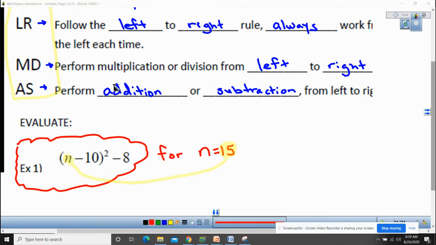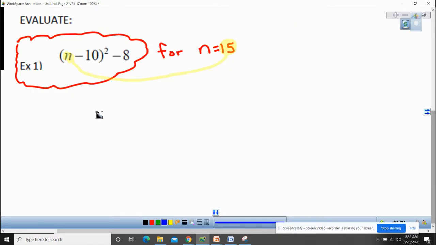So let's do that. I'm going to write off to the right. You're writing down underneath a bit. I can write down a bit. Here we go. So it's going to become 15 minus 10, because I'm going to plug in a 15 because over here it says to plug it in. That quantity will be squared minus 8.